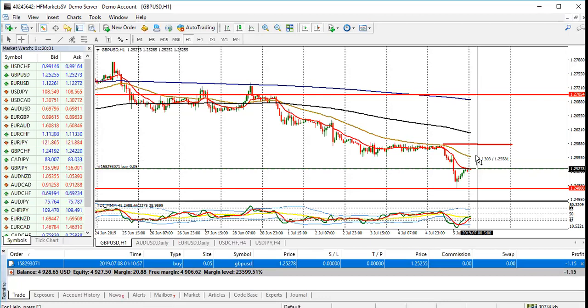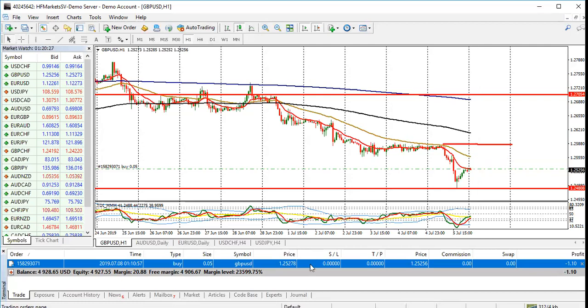Remember the last figure there is a pipette. This is 30 pips and 3 pipettes. The price is at 1.25581. You don't pay attention to the pipette. 1.2558. All right, so that's my TP. So I release the crosshair.